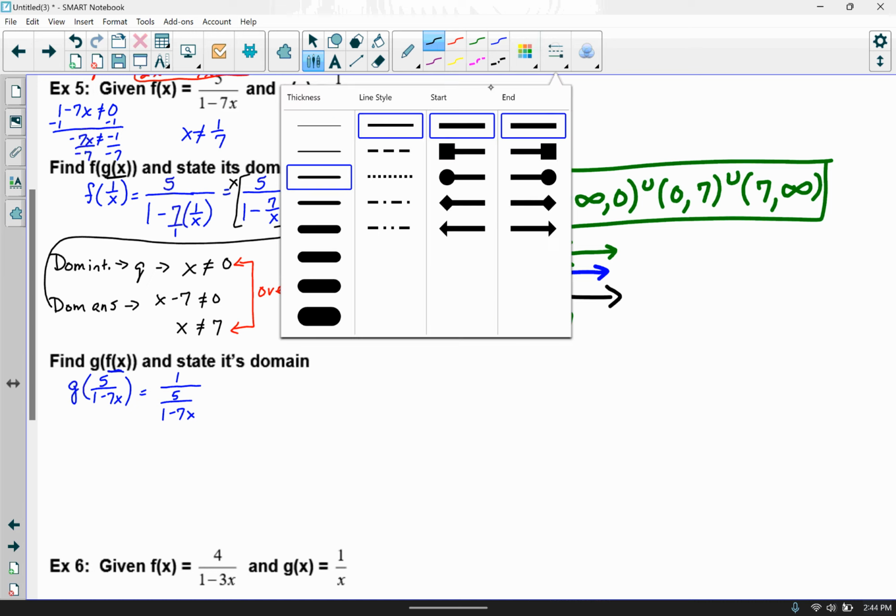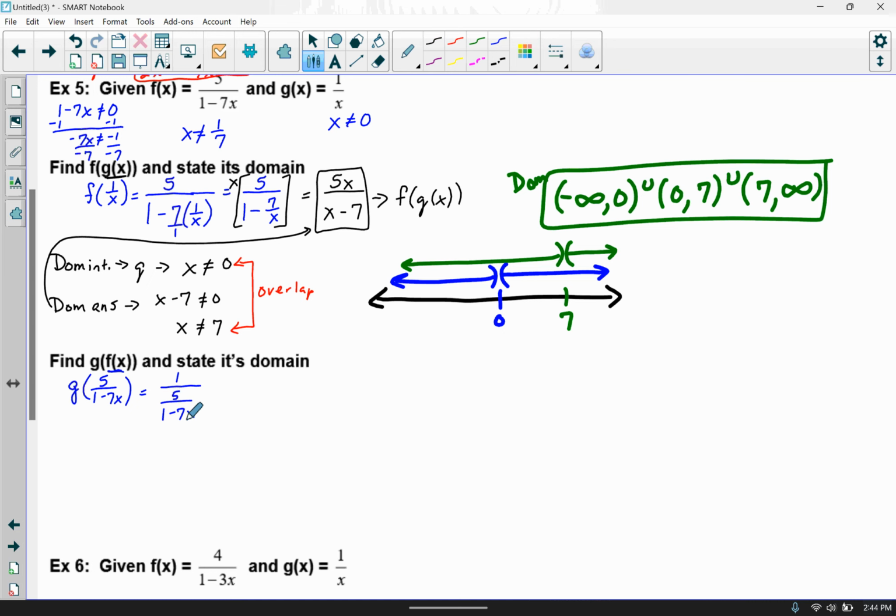Just like I demonstrated for you in the last problem, I can't leave a fraction within a fraction, so we multiply by your common denominator, which essentially is the denominator in the denominator. So in our case here, that'd be 1 minus 7x. So up top, 1 minus 7x times 1, that's still 1 minus 7x. And then on the bottom, the 1 minus 7x's cancel out and just leaves you with 5. Now we are good to go. We've got it all cleaned up. That is your g of f of x. Okay. Now let's move on to our domain.